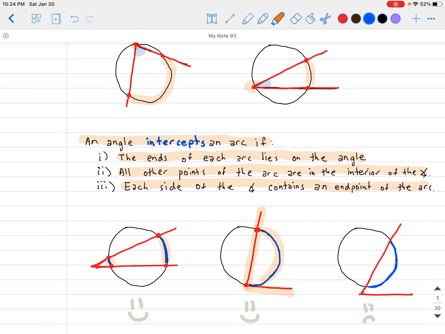Now, the last one, unfortunately, is not going to be considered an angle intercepting the arc. While the inside right here is all in the interior of the angle, you'll notice that the second side right here does not touch any piece of that arc. So therefore, it fails one of the conditions. So hopefully you can see the difference between when you have an inscribed angle and when you have the intercept arc.